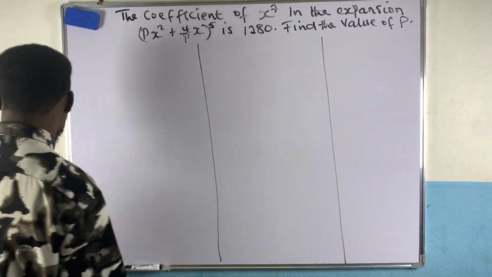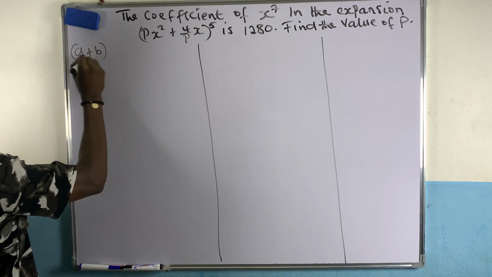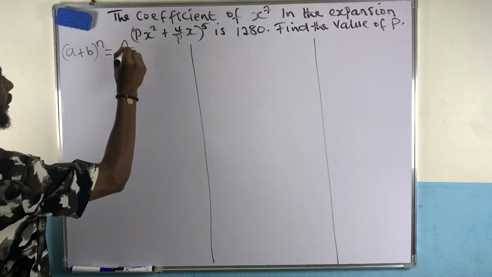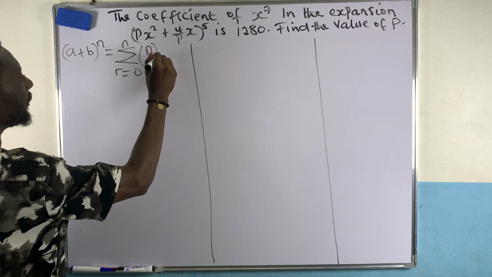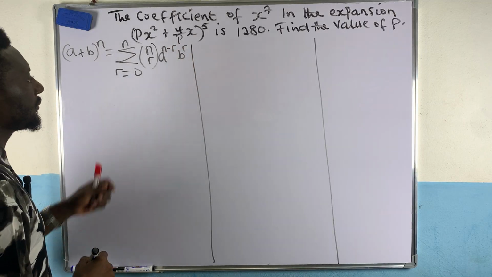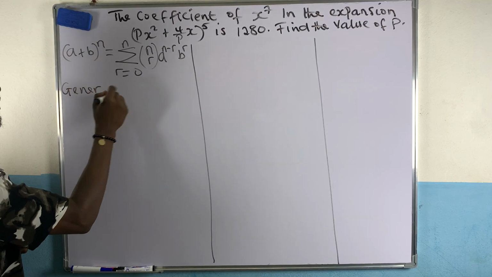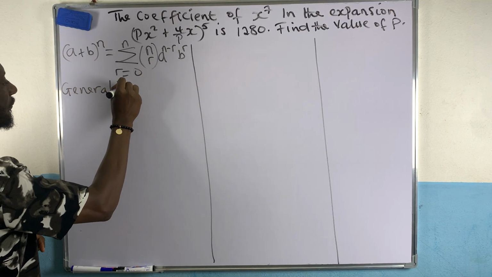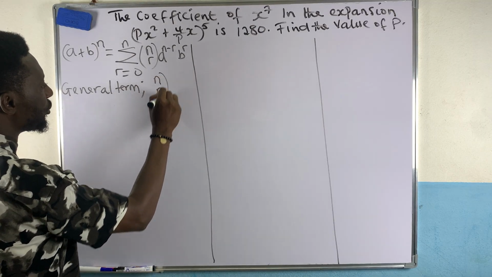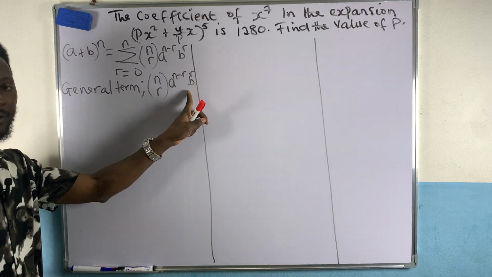So recall the other day I said for any binomial expansion (a + b) to the n, the general formula is given as the sum from r equal to 0 up to n of n combination r, a to the n minus r, b raised to the power r. From this formula, we can extract the general term. So what is the general term in this formula? The general term is n combination r, a to the n minus r, b to the r. So this is the general term.